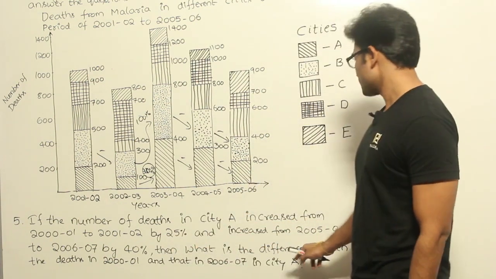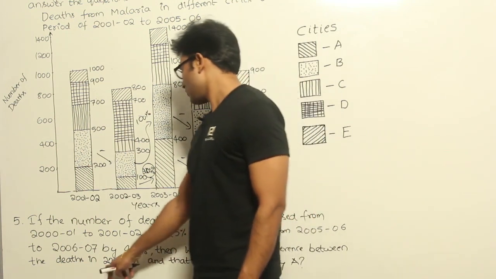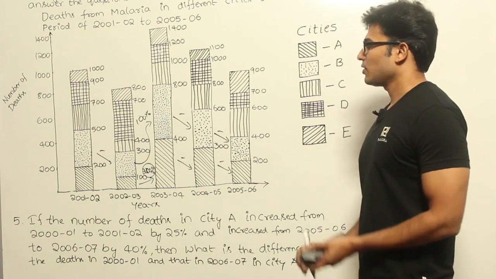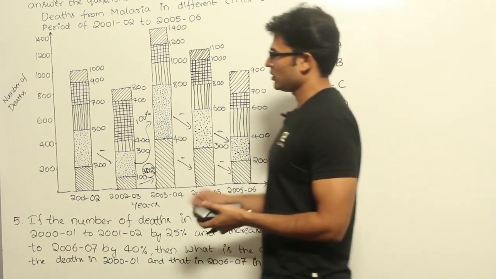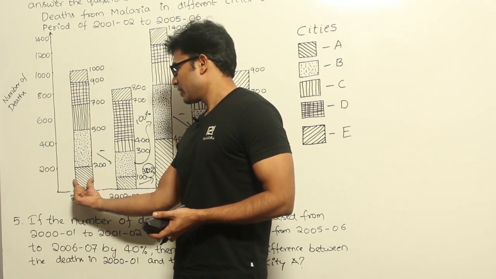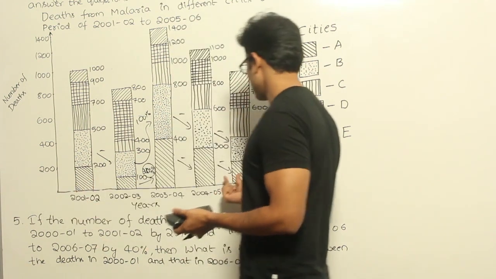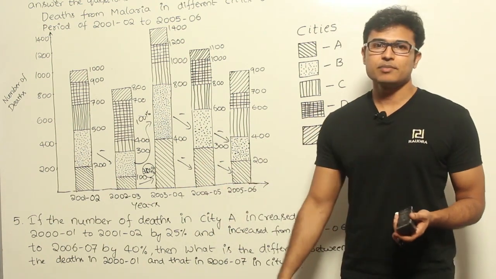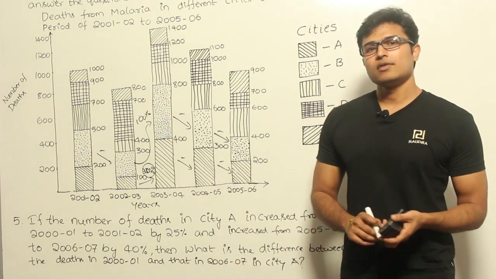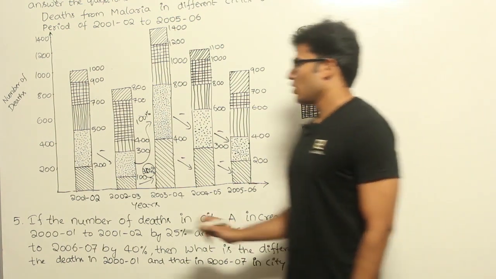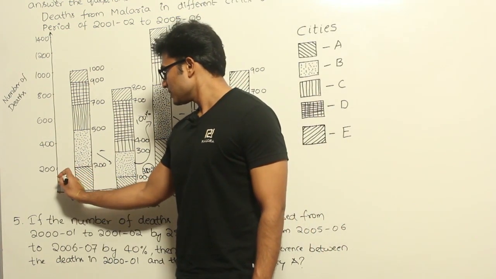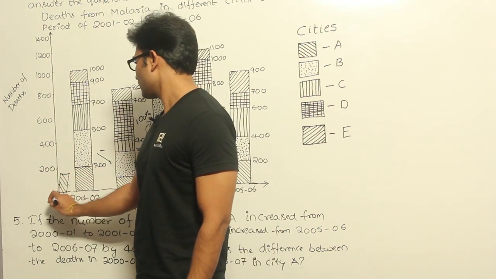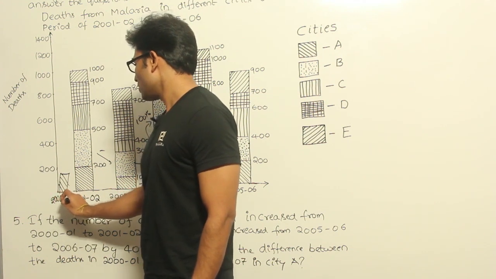Then what is the difference between the deaths in 2000-2001 and that in 2006-2007 in city A? Now they are talking about city A, but then they are talking about the time periods which is 1 year before it, and which is 1 year after it. Without giving the actual number, they are giving us the differences in the percentages, and now they are asking us to find out the values. Now I don't know what is the city A's value here. I don't know what its value is for 2000-2001.